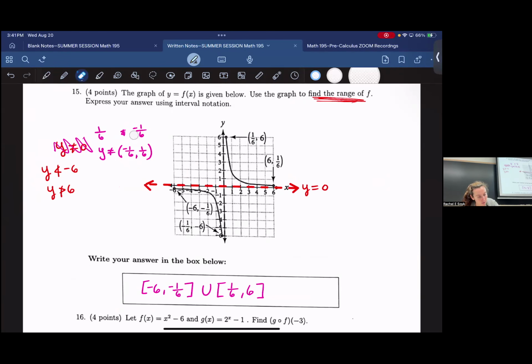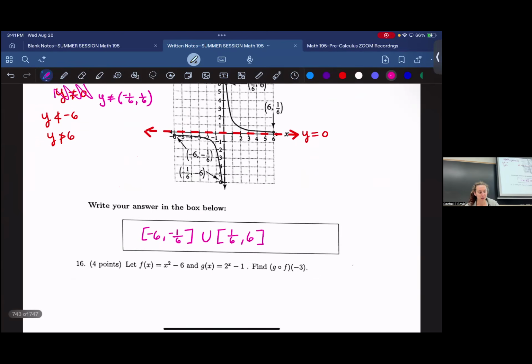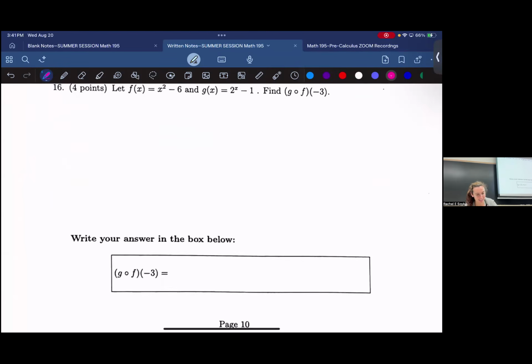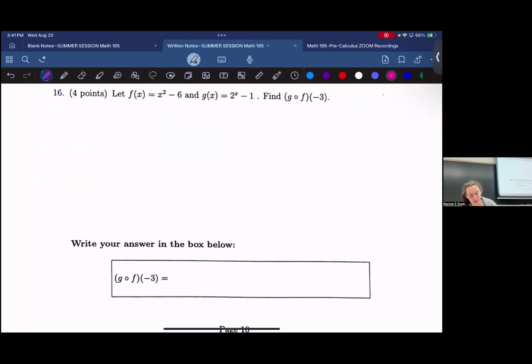Can you erase this part? Cool. Let's move on to question 16, which is a composition of functions. And so we're first going to evaluate f of -3. And so when we do, we get -3 in parentheses squared minus 6, which gives you 9 minus 6.